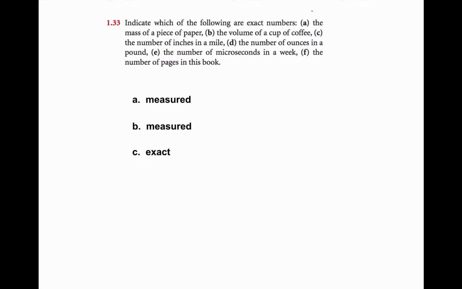D, number of ounces in a pound. Again, that's a definitional thing, an exact amount. Number of microseconds in a week. Now, this is a weird one. I had to look this up. You measure how fast the Earth goes around the sun and how fast it spins on its axis, so they call this a measured value. I don't know, it's kind of a hard one. I look at it as kind of definitional myself, but they say not. Number of pages in this book is an exact amount, not a measured amount. Again, with significant figures, it's all about measured values.